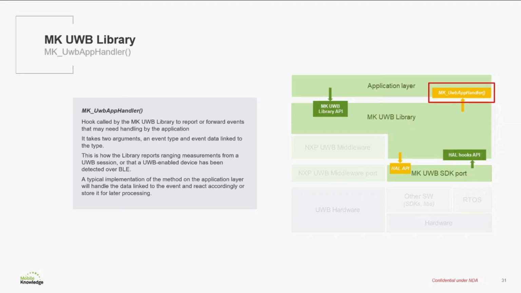A typical implementation will handle the data linked to the event and react according to the specific requirements of the product or the use case under development. We've seen how the application layer communicates with the library. We'll now follow with the APIs that are meant to connect the library with the hardware it runs on.